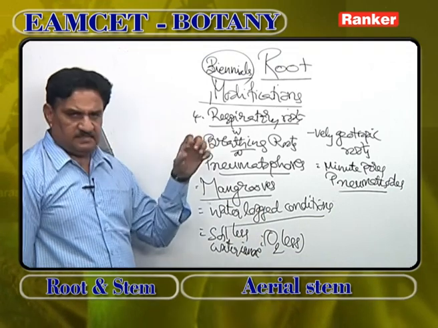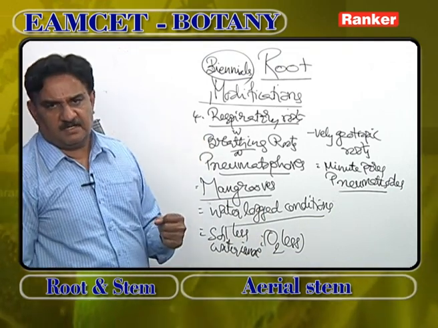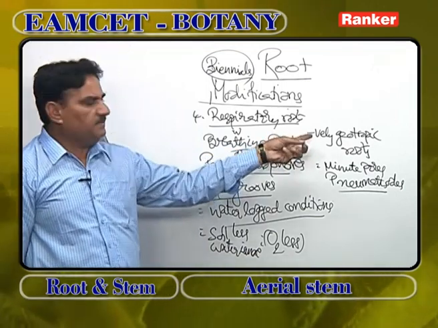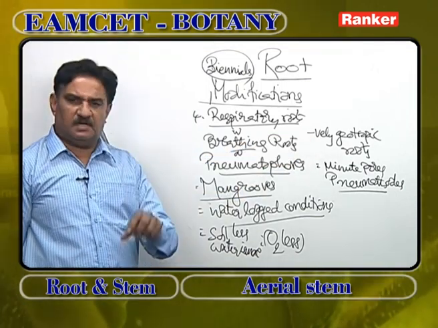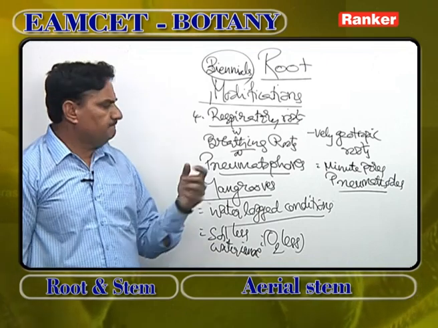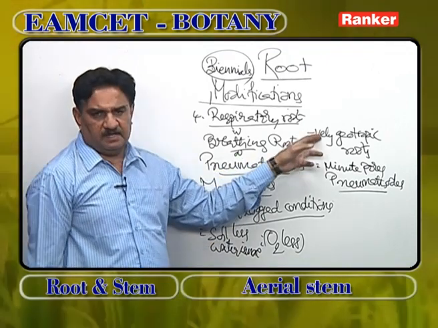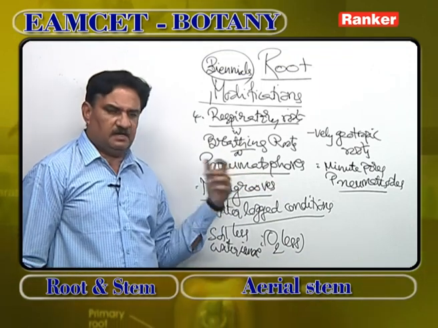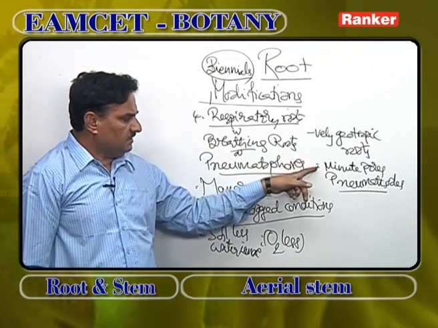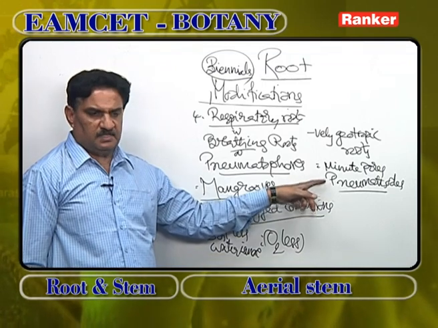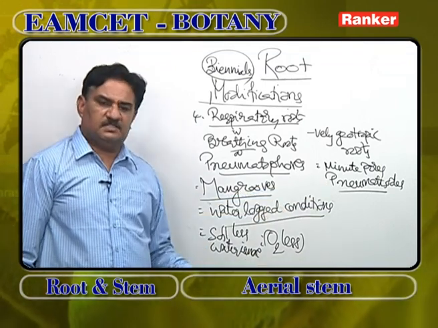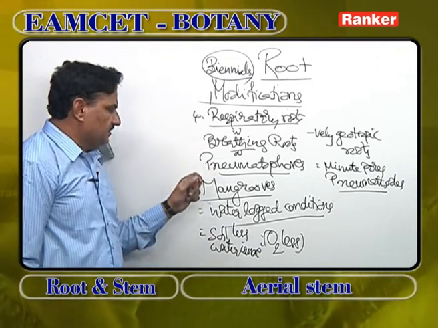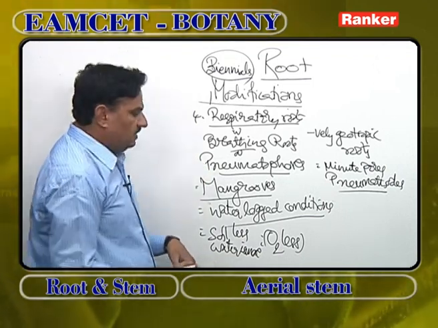Whenever oxygen is less, the normal root system cannot get enough oxygen. For that purpose, these plants specially develop negatively geotropic roots around the stem above the soil. Those special negatively geotropic roots contain minute pores called pneumathodes. Through these, oxygen is absorbed, carbon dioxide is liberated out. That's why they are called breathing roots or respiratory roots or pneumatophores.